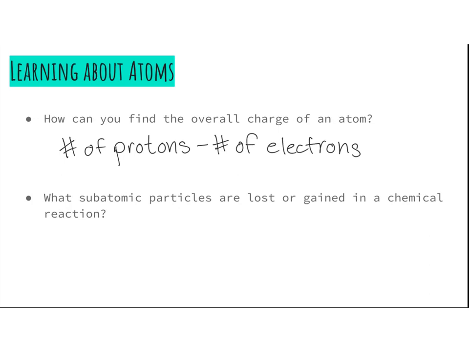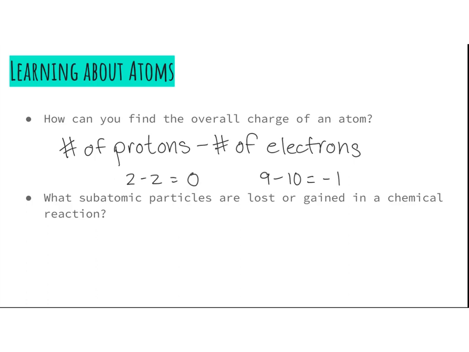So if we have a helium atom, it would have 2 protons, and if it's neutral, it would have 2 electrons, and that would give us a charge of 0. But say we have a fluorine atom and it has 9 protons and 10 electrons. That would mean it has a charge of -1.